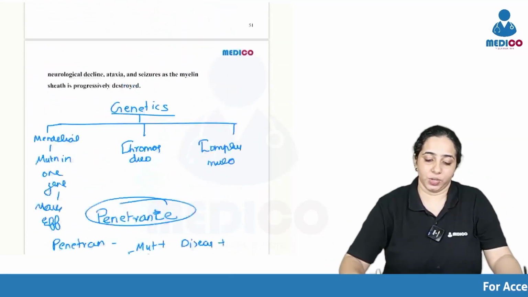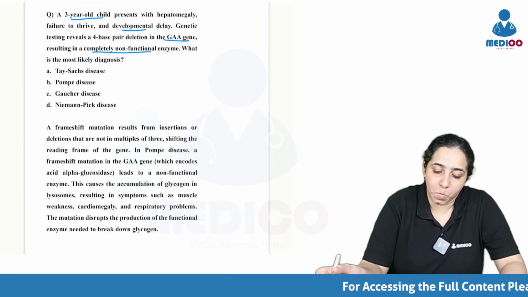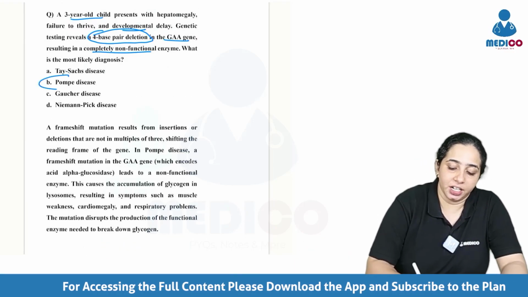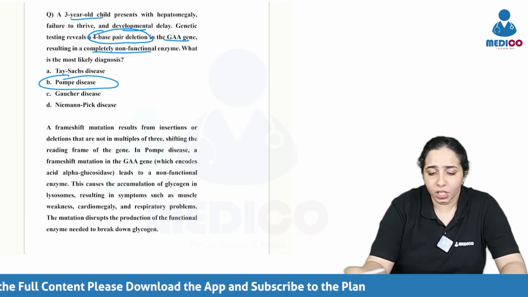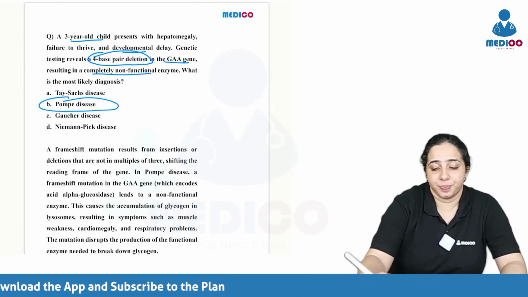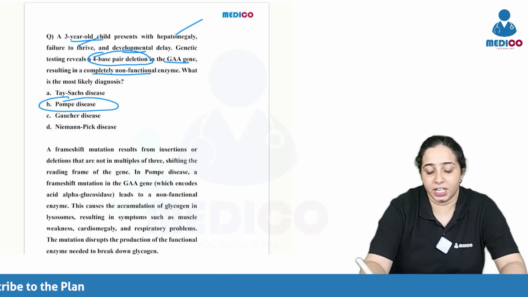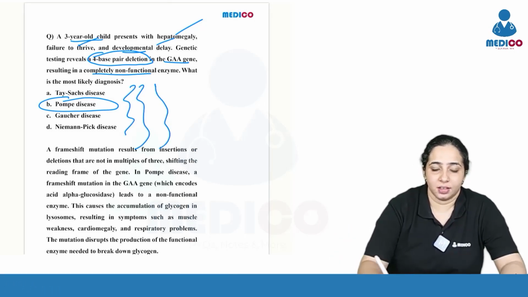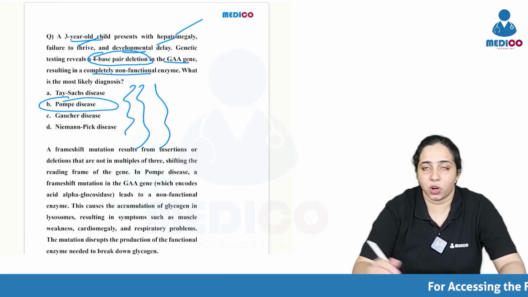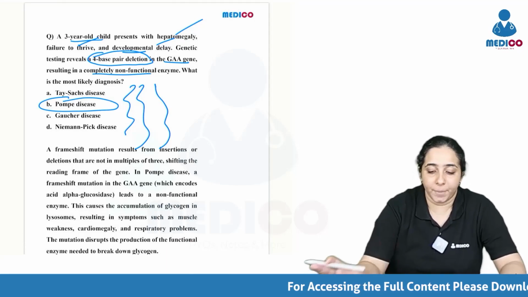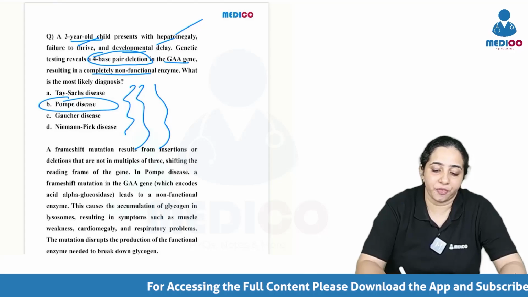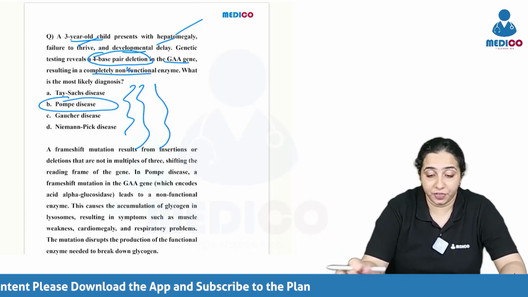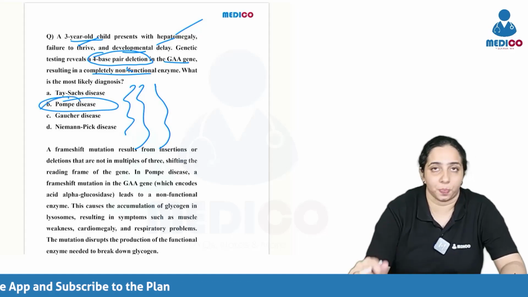So now let's take a look at the question. 4 base pair deletion in GAA gene. I said earlier it is Pompe's disease. What I want you to know is, this hepatomegaly, failure to thrive, developmental delay, it can be in any of these. Any of these 4 options can present as this. But the fact that it is a 4 base pair deletion and it is a frame shift deletion says the answer is Pompe's disease.